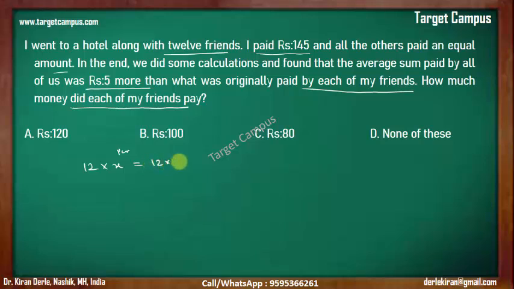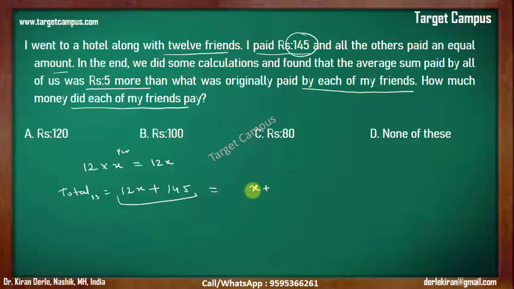So the total paid by 12 friends is 12x. What is the total of 13 friends? The total of 13 friends is 12x paid by friends plus this guy himself has paid 145. This is the same example we did recently. So this is the total of 13 people. What is given in the end? We found that the average sum paid by all of us was rupees 5 more than what was originally paid by each of my friends.